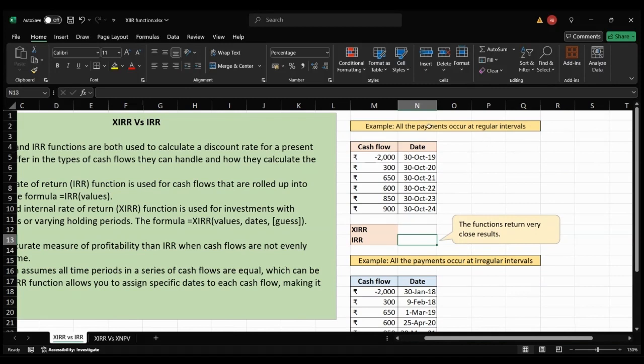Here in this example, all the payments occur at regular intervals. Here's 30th October 2019, 30th October 2020, 30th October 2021, and so on. Okay, and these are the cash flows. Now first we'll calculate the XIRR function. So equal to XIRR, and then we'll select the values, which is the range of cash flow, and then we'll select the dates.